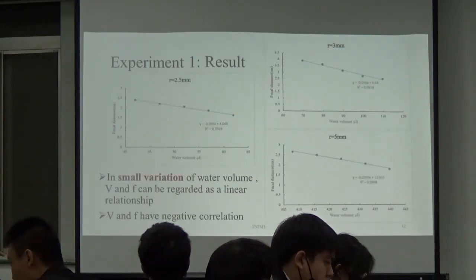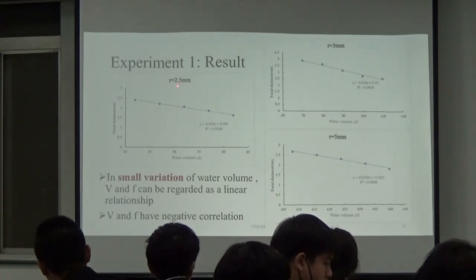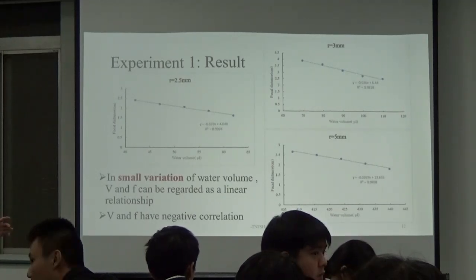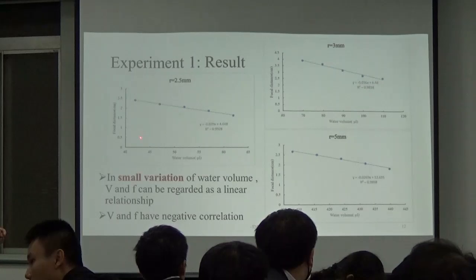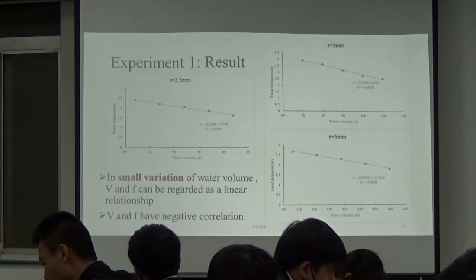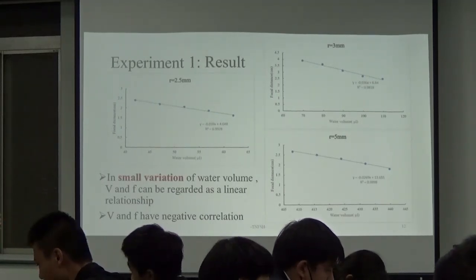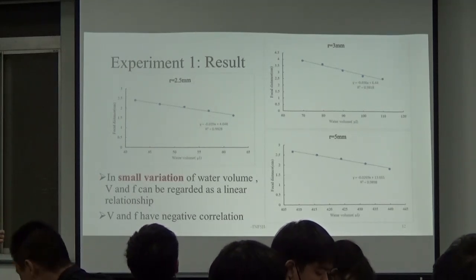Okay, so here's our result. We have 3 sizes of ring, which are 2.5, 3, and 5 millimeters of ring radius. And in the 2.5 millimeter ring we have those water volumes. In our result, we can know that for a small variation of water volume, V and F can be regarded as a linear relationship.